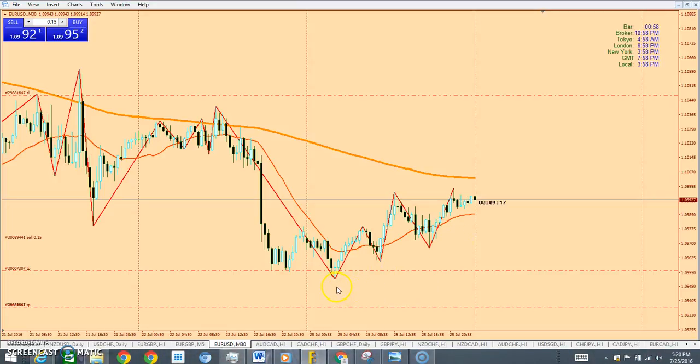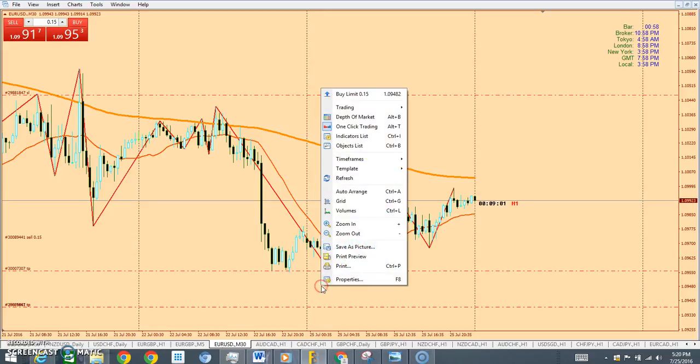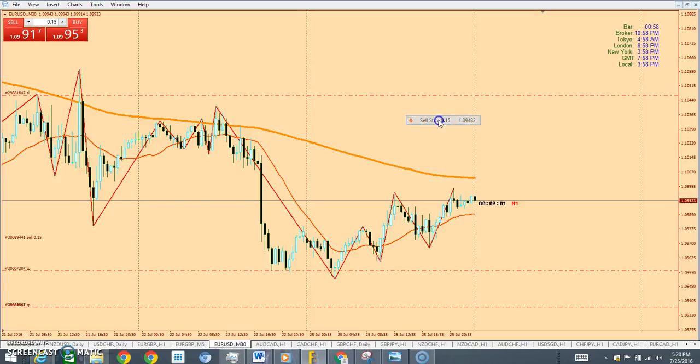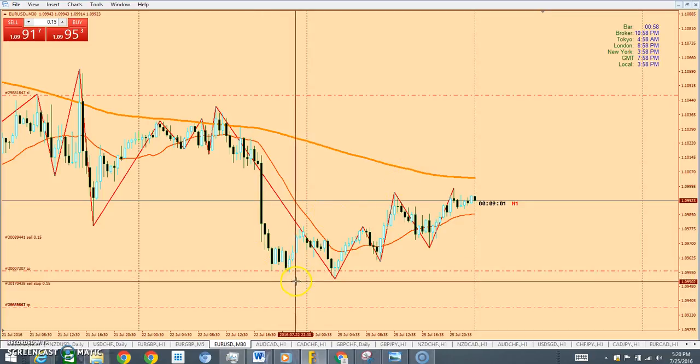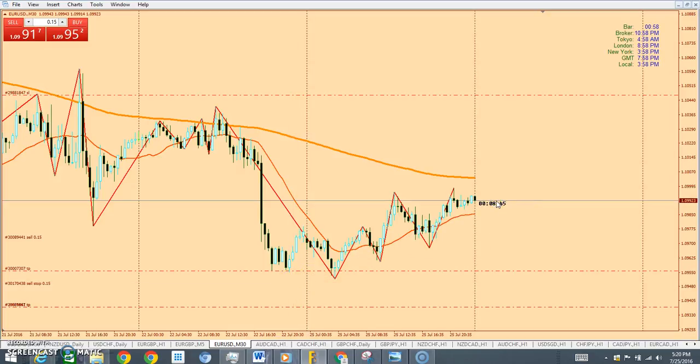My sell that I'm going to be looking for is going to be below the low. Pull up my crosshair, 1.09521. So I want to place a sell stop down below. Okay. So how many pips away is this from hitting current price? 42 pips away from current price.